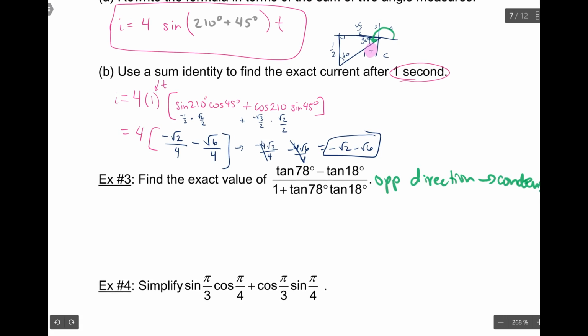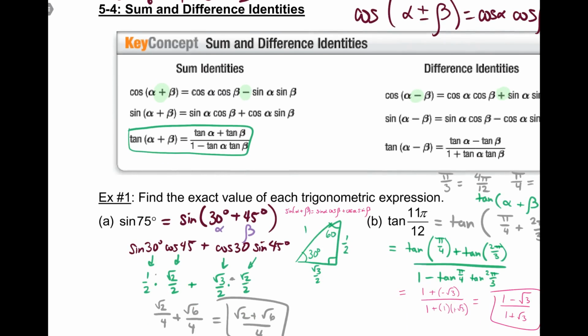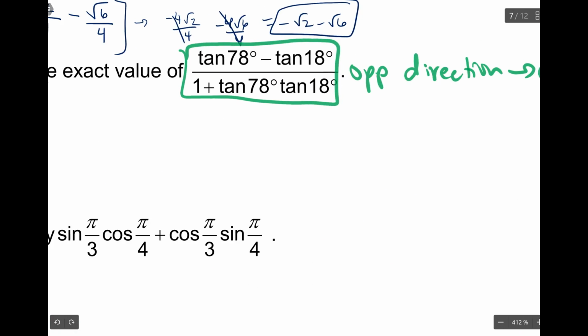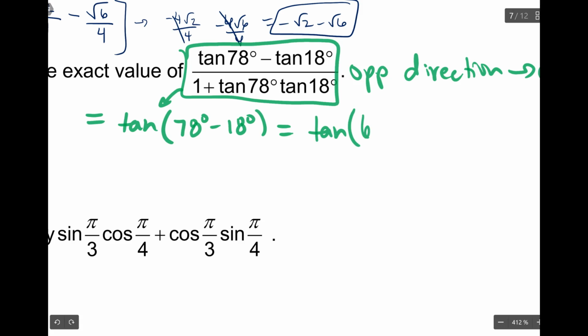If you look at your identities, it has to be this guy. This whole thing I can rewrite as tangent of 78 minus 18, because alpha was 78 and beta was 18. So this whole thing is equal to tangent of alpha minus beta, 78 degrees minus 18 degrees. So that's equal to tangent of 60 degrees. Well, sweet. We know that is equal to square root of 3.